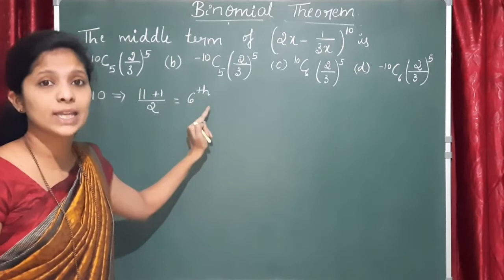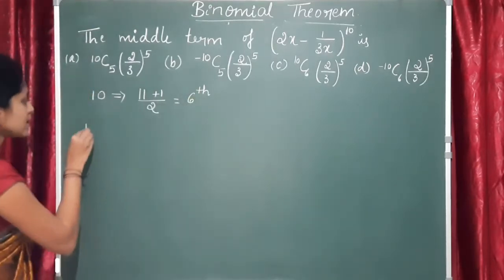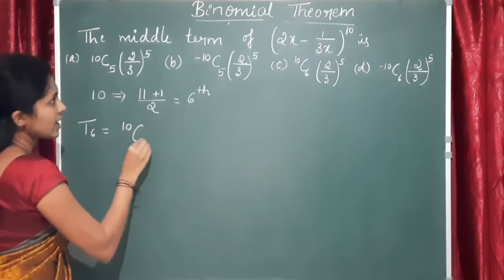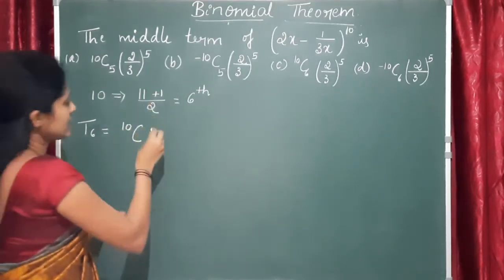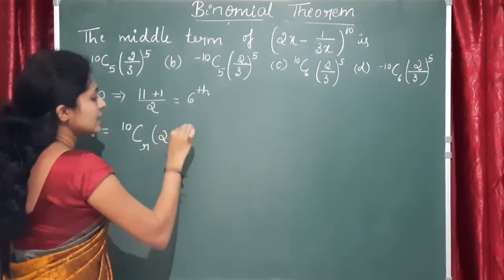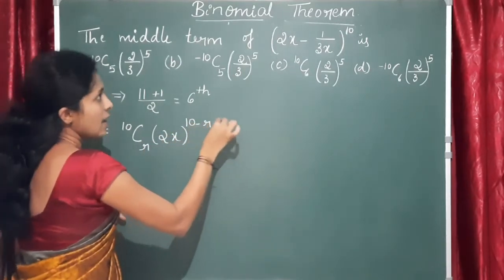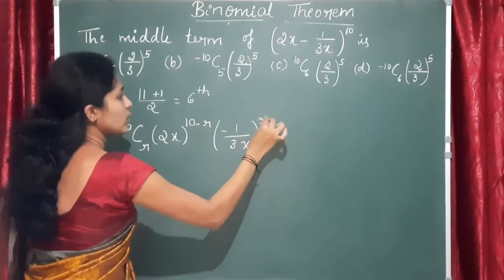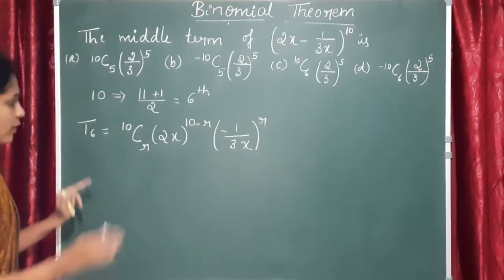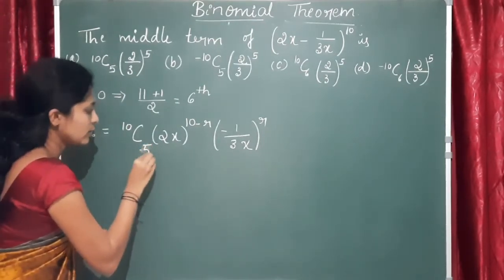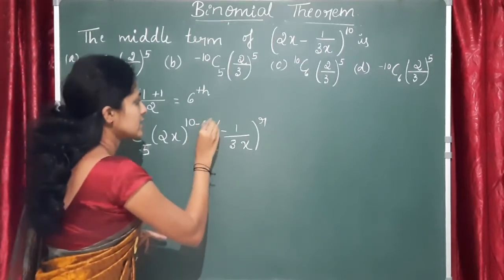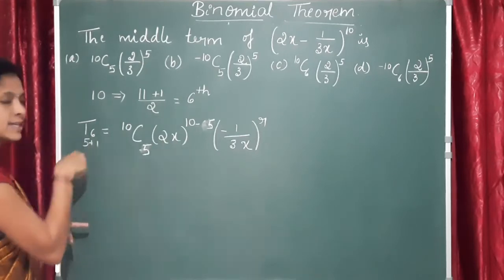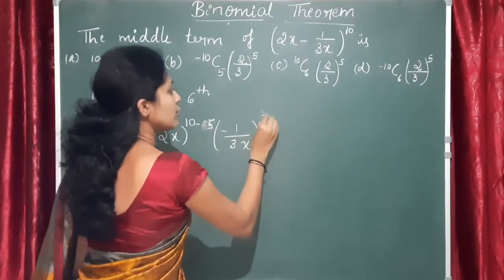Now we need to find the value of T6. So let us find this. T6 is equal to 10Cr, where n is 10. And this is (2x) whole to the power 10 minus r, (minus 1 by 3x) whole to the power r. Sorry, what is the value of r? Here we have the value of r, right? Directly we can write here. So the value of r is equal to 5, and even here this is 5, right? So we are finding T6. T6 means it is 5 plus 1, so even this is 5, right?